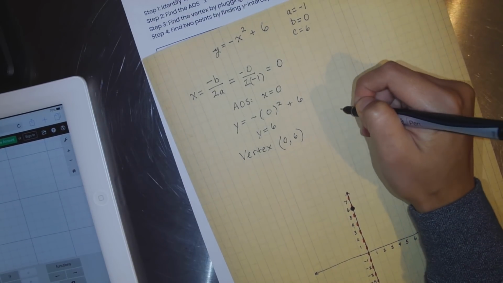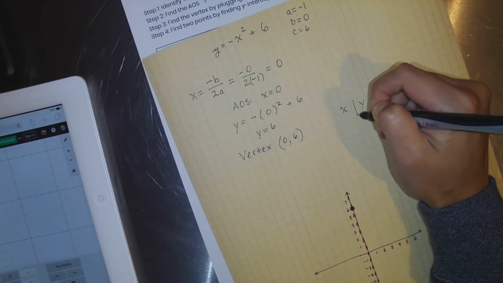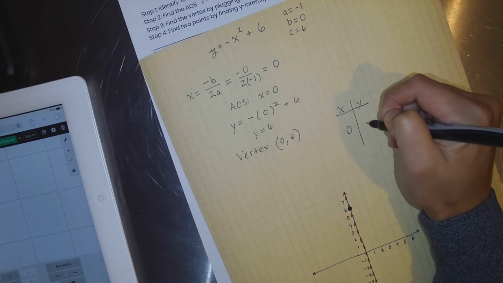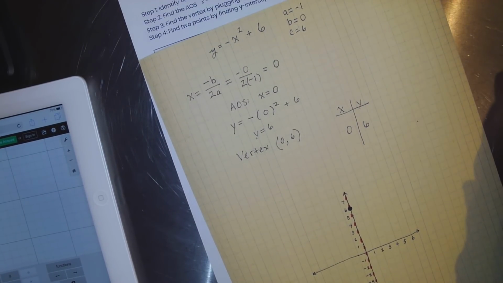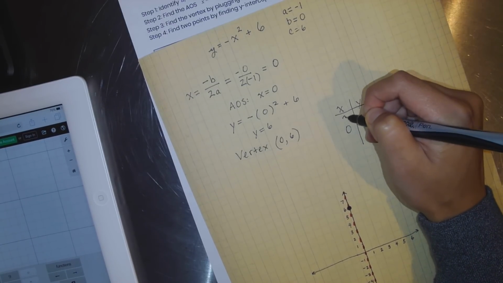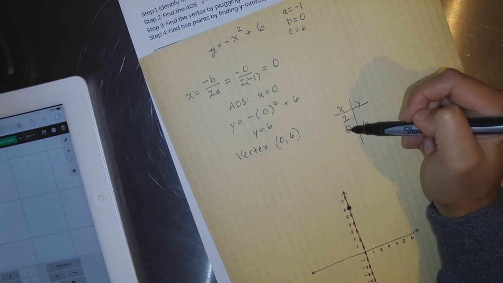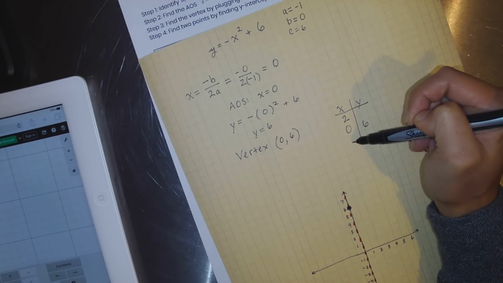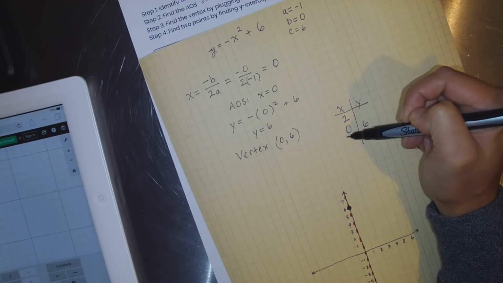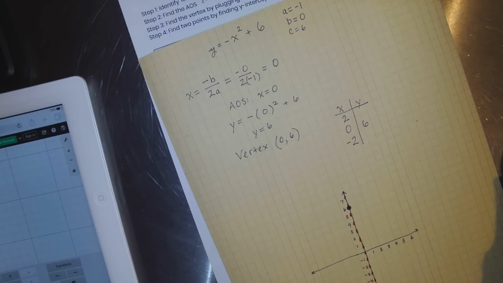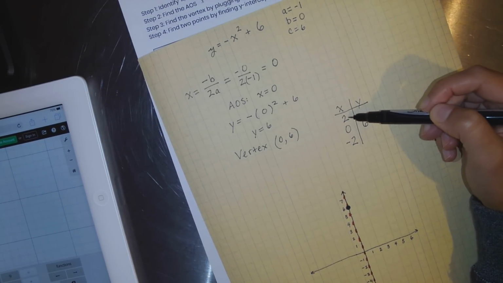I'm just going to make a little table of values. I'm going to put my vertex in the middle, 0, 6. And going up from 0, I'm going to go up to 2. So 0, 1, 2. And then the symmetrical side from 2 would be -1, -2. This is just choosing two random points. So I'm choosing 2 to plug in.